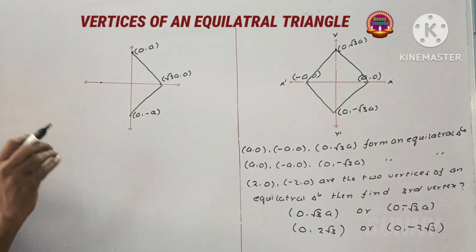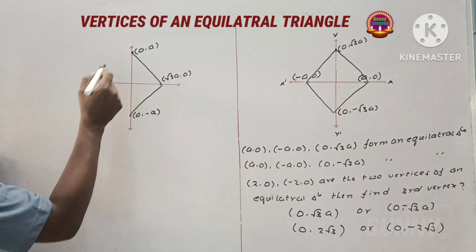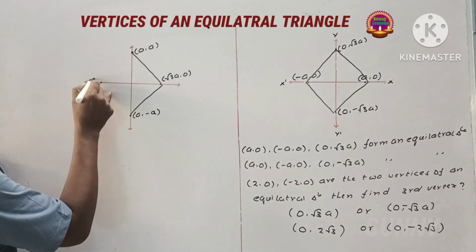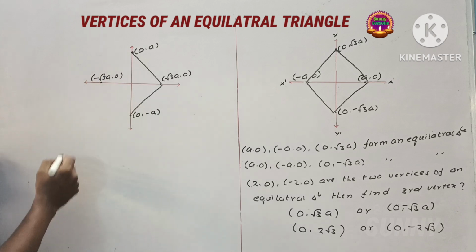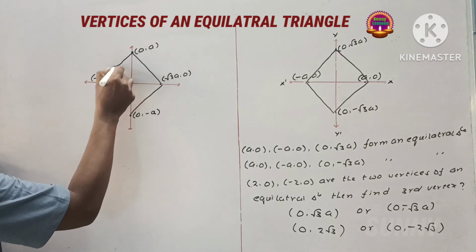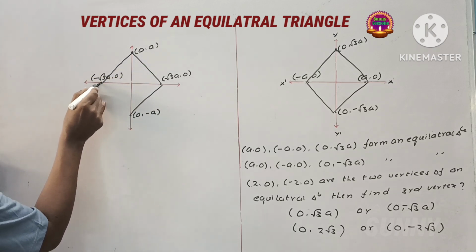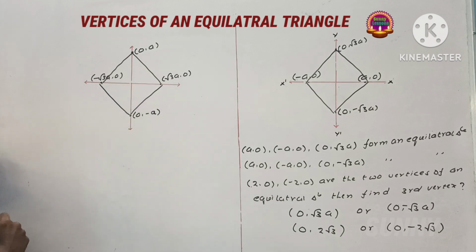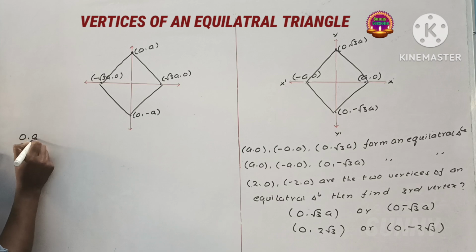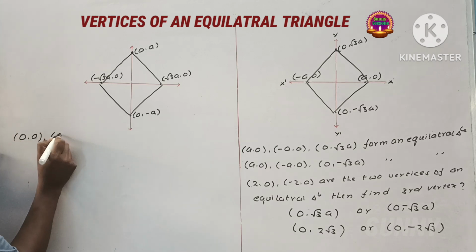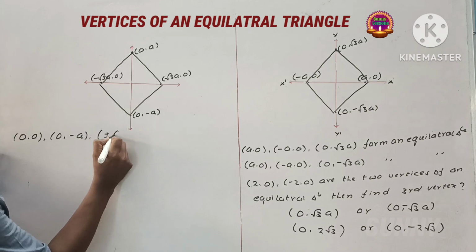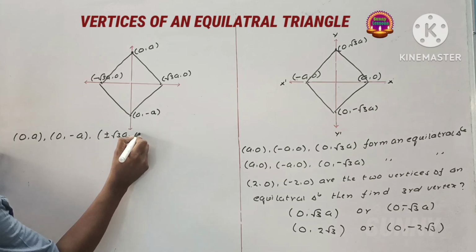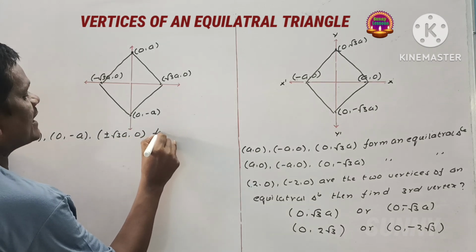Like that, the third vertex can lie on the negative x-axis, so (-root 3 a, 0). If you join these three points, (0, a), (-root 3 a, 0) and (0, -a) form an equilateral triangle. So (0, a), (0, -a) and (plus or minus root 3 a, 0) form an equilateral triangle.